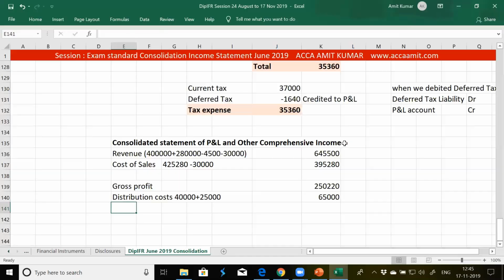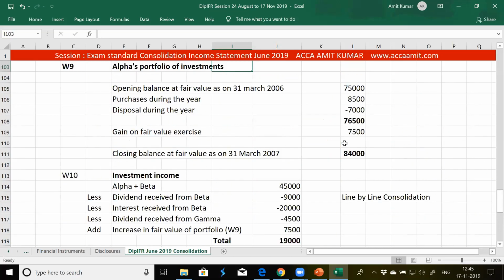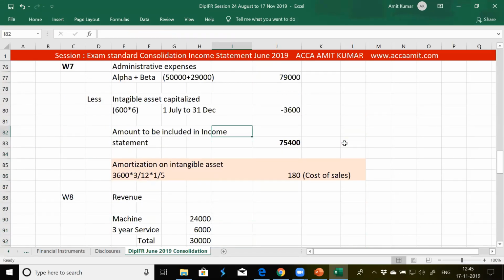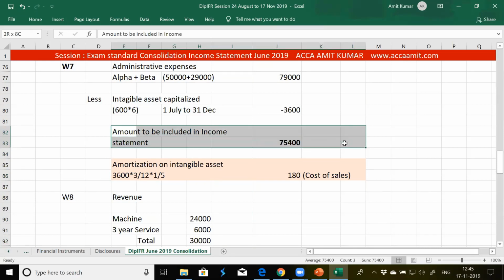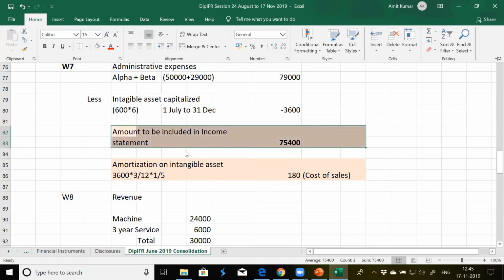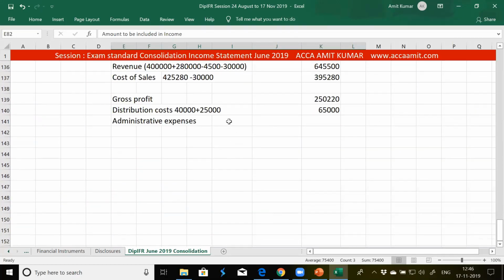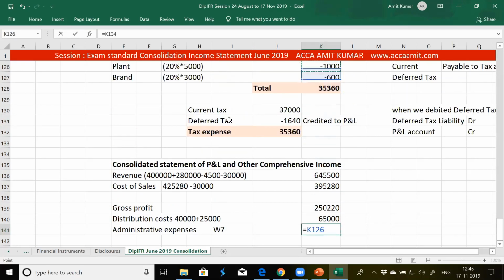Then there is administrative expenses. Administrative expenses, we made some adjustments. So this included capitalized cost of intangible asset, which we removed from it, and we did a working for it. Administrative expenses amount to be included as part of the income statement, I've already mentioned it as 75,400. Working note number 7, 75,400. You can pick it from there.